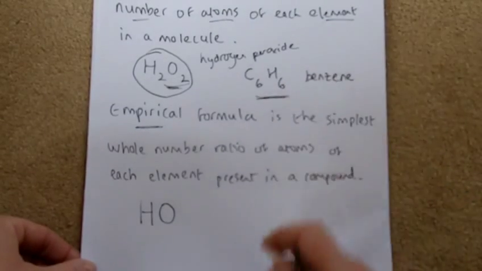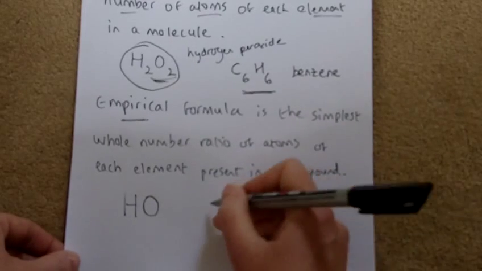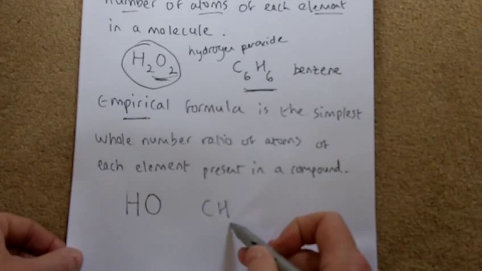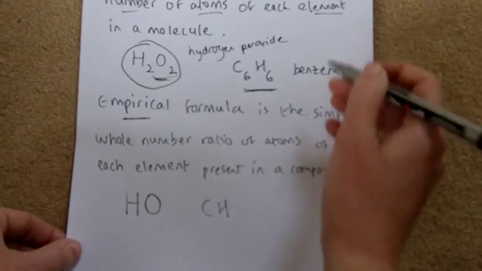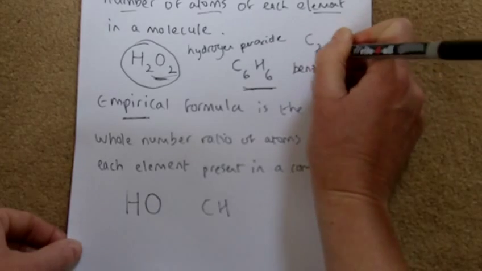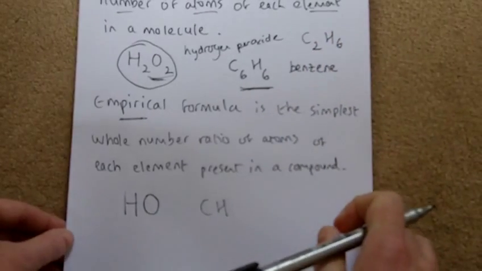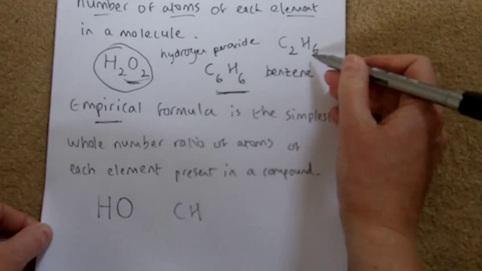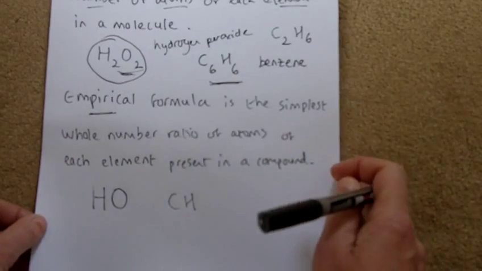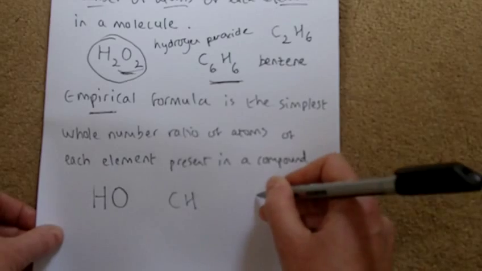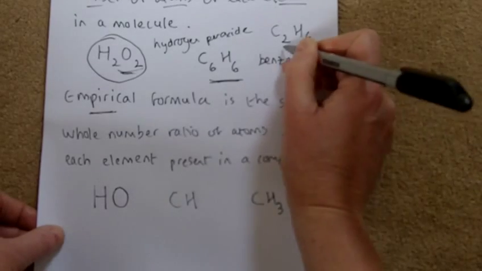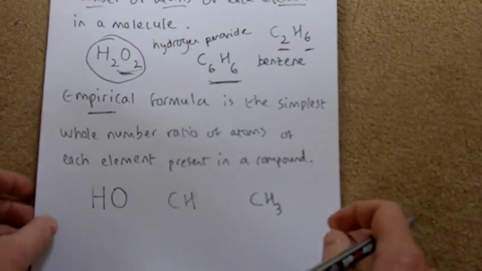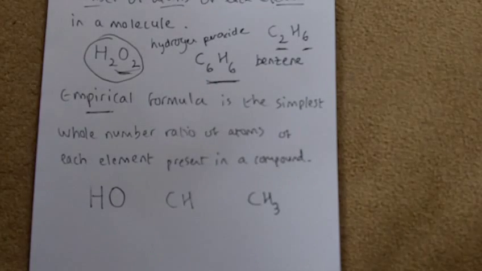What about this? We take this down to its simplest whole number ratio. It will just be CH. For every 1 carbon atom, there's 1 hydrogen atom. Okay, what about this one? What about if we take C2H6? It's a molecular formula. C2H6, that's ethane. What's the empirical formula going to be for C2H6? It's just going to be CH3, because the ratio is 2 to 6. The simplest ratio is 1 to 3. Okay, so that's empirical formula and molecular formula.